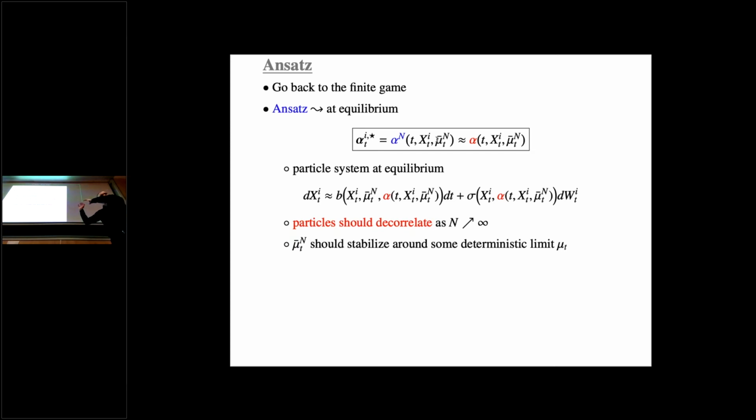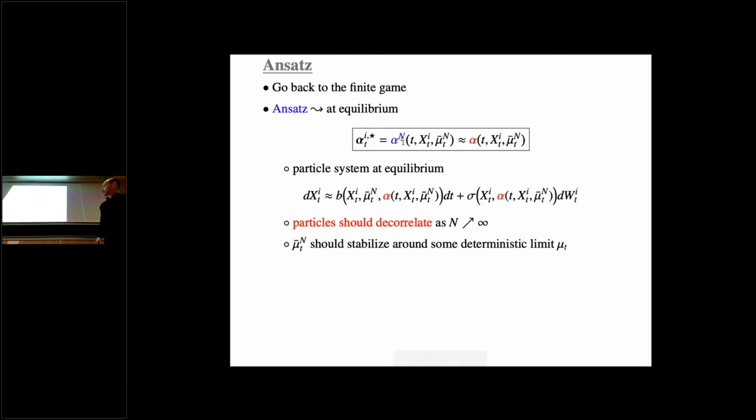This is the reason why at this stage, this is just an intuitive argument. Anyway, the guess is that asymptotically, alpha^N should stabilize. So they should be approximately equal to some alpha, not depending on N. This is my claim. I say, well, assume that I am able to do that.